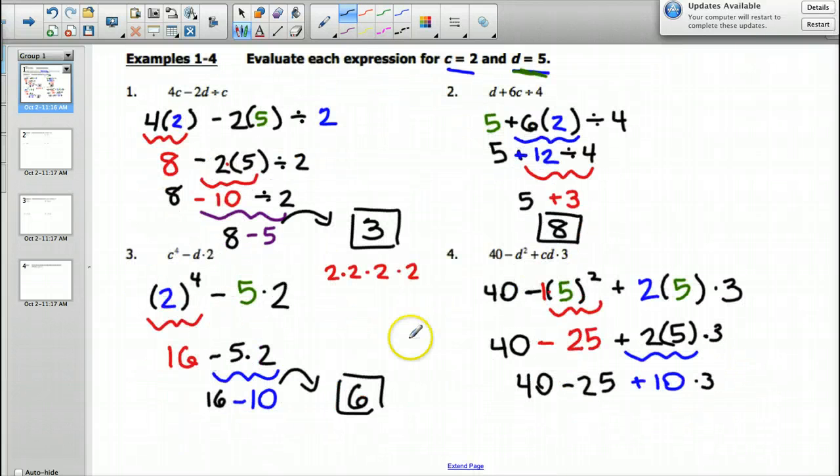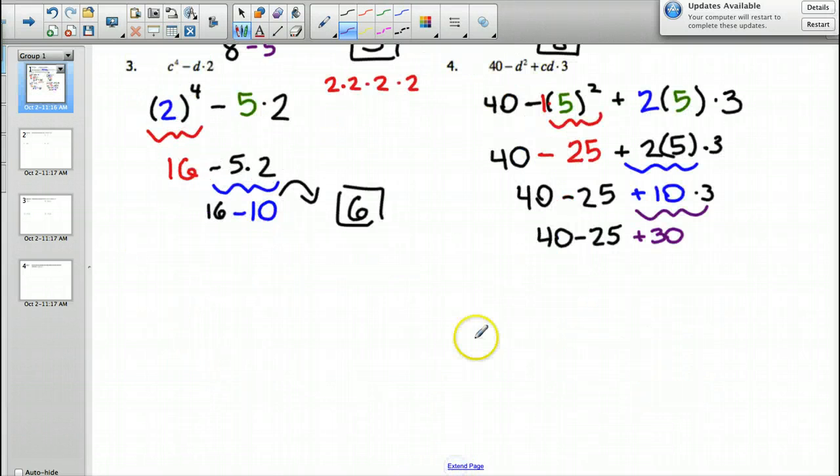From there, my next step is going to be to do my other multiplication. So 40 minus 25, I'm still going to bring that down. And then I have multiplication right here with 10 times 3. 10 times 3 is 30, so I'll put a plus 30 there. And now all I'm left with is addition and subtraction, so now I can move left to right. 40 minus 25 is going to give me 15. So I have 15 plus 30, which gives me an answer of 45.